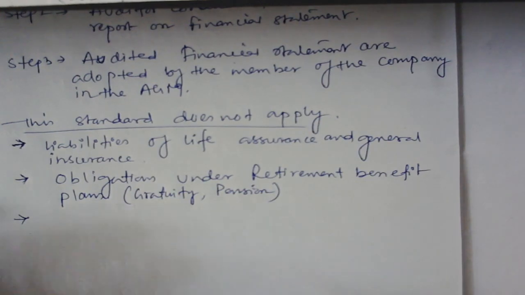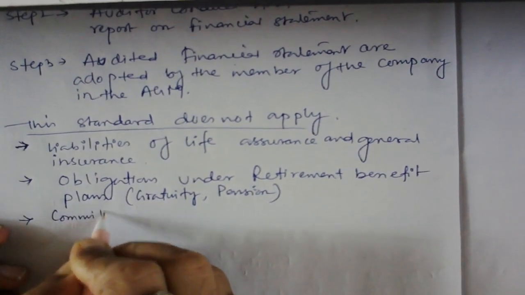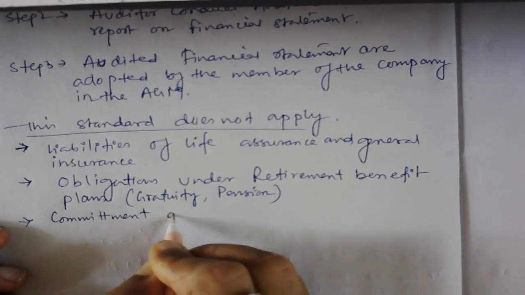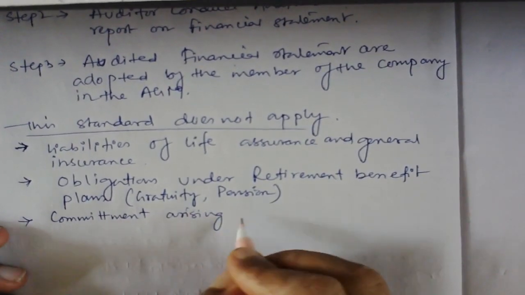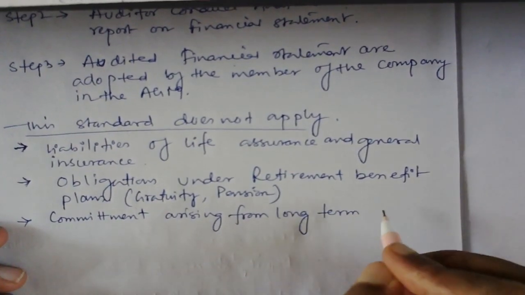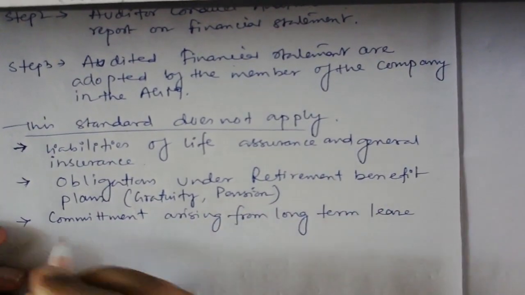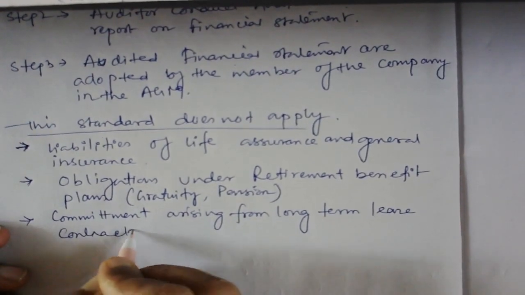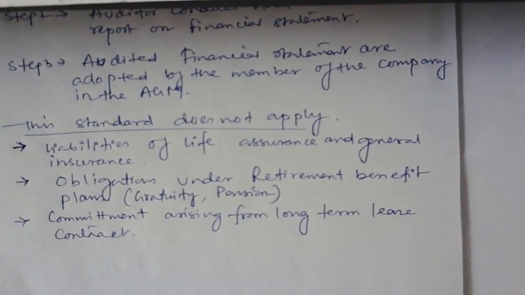And the last one is commitment arising from long-term lease contract. Please note it down. Commitment arising from long-term lease contract. So when you make any contract under the lease, it's quite possible that some liability may arise due to the contract. Due to the lease contract, some liability may arise. So this is also not a contingency.